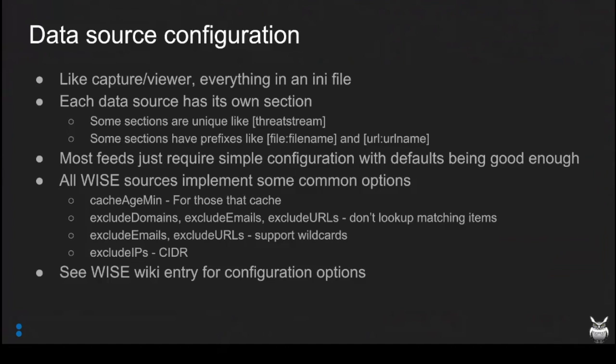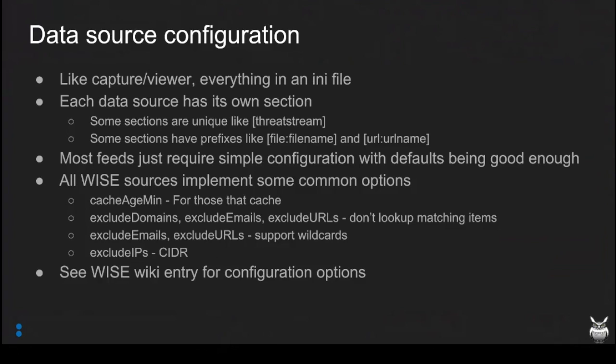Other data sources can have multiple, and those have prefixes, like your Splunk queries, your file queries, URLs. You're going to have multiple sections in your configuration file. And then we offer a bunch of different common options so that you don't query everything for certain URLs or IPs or domains. So if you know you want to exclude things like spam hosts or whatever from going to OpenDNS or your blacklists, you can put those in exclude lists, and every data source inherits that functionality.